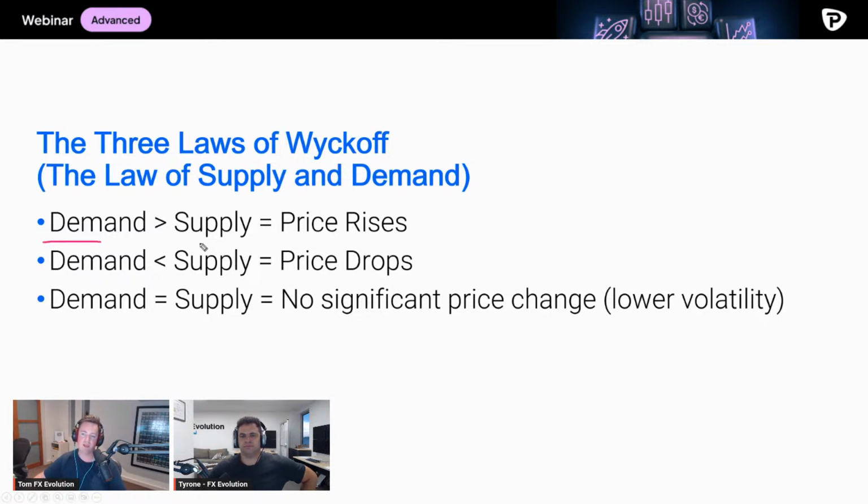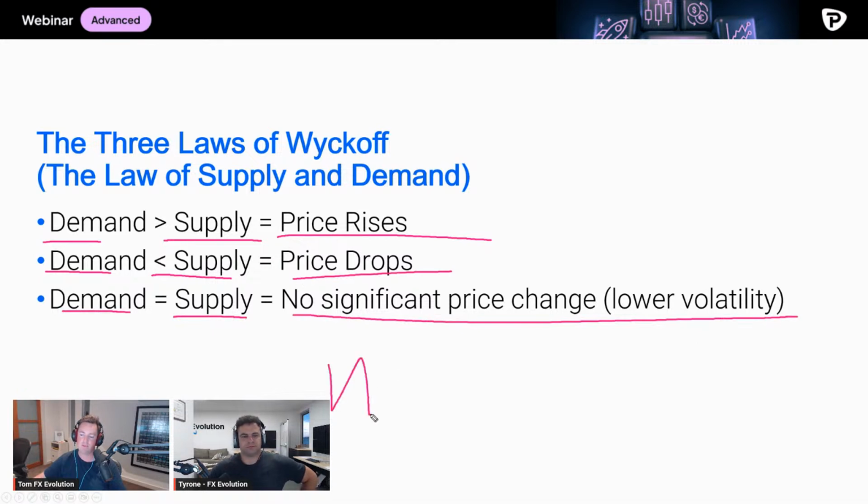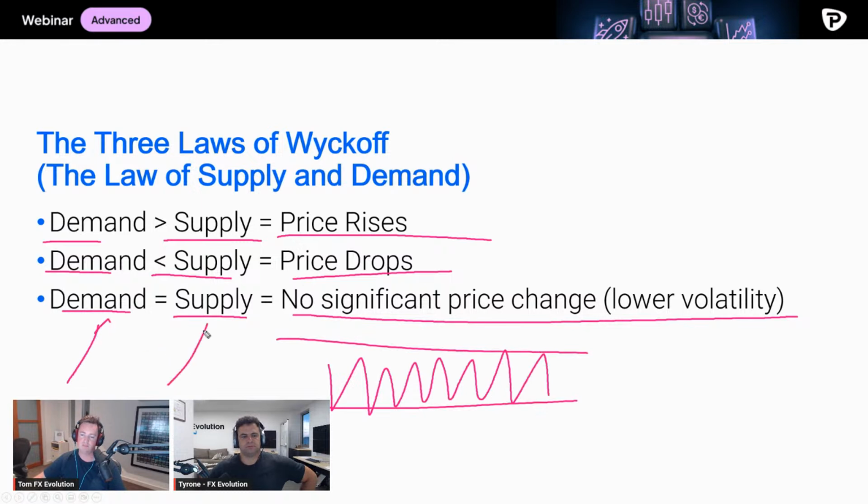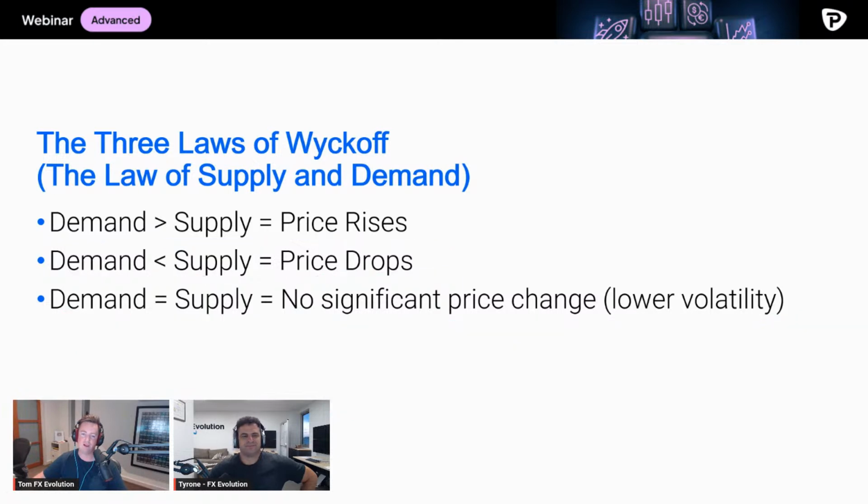The first one was, if demand is greater than supply, price will rise. If demand is less than supply, price will drop. And if demand equals supply, no significant price change would happen, and there would be lower volatility. The last one would look like this: demand equals supply. What would we get? Effectively a range-bound market, potentially an Asian session where the market's trapped within a zone. So it's a great level for us to be looking at.